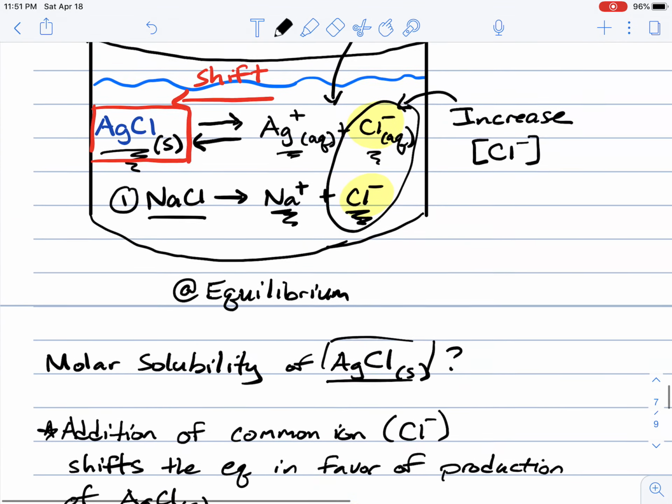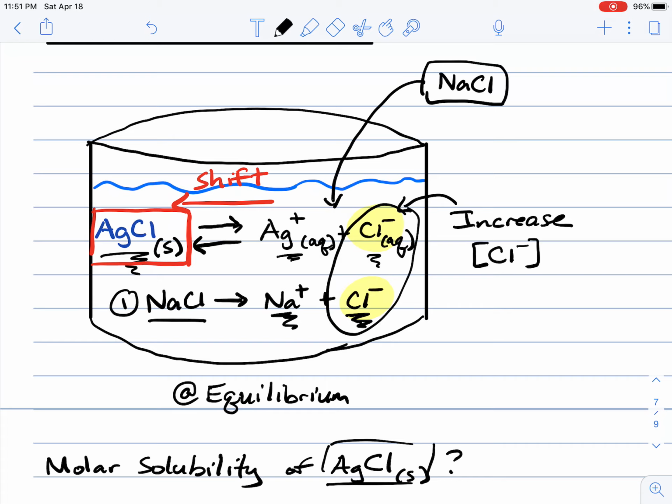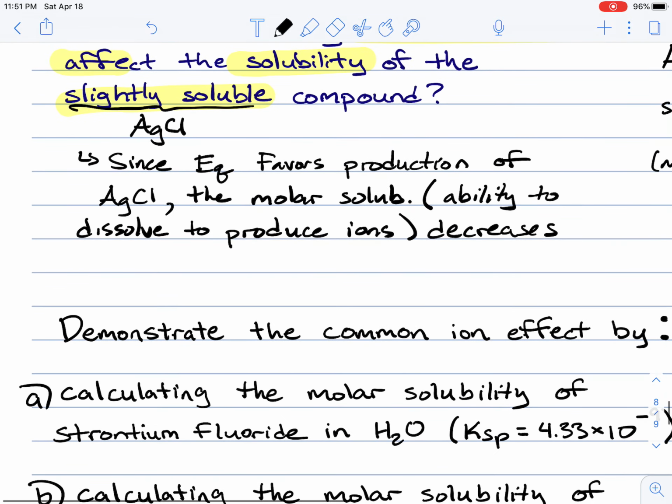And so it's all about Le Chatelier's principle and the equilibrium shifting to the left. And that's going to inform us that since more silver chloride is being produced in this new equilibrium, the ability for silver chloride to break down and produce these two ions, its molar solubility, decreases. Okay. And that's basically the take-home message for the common ion effect, right?